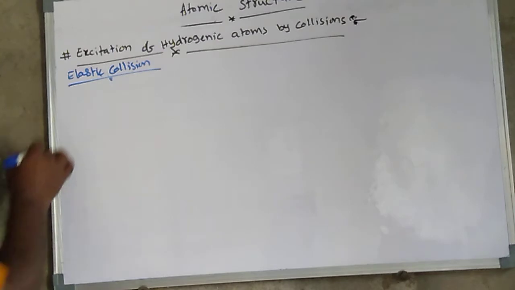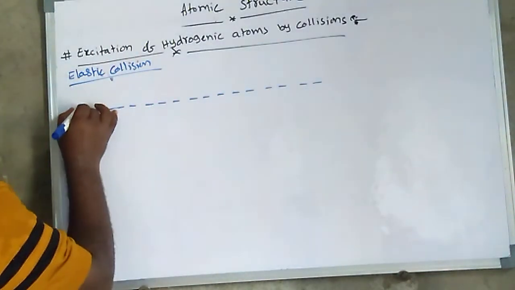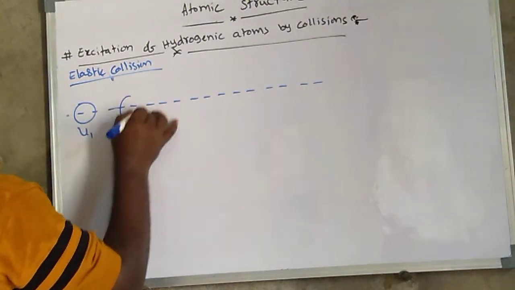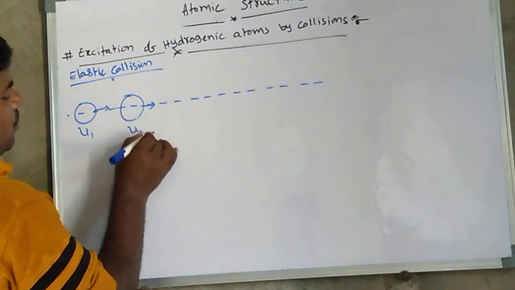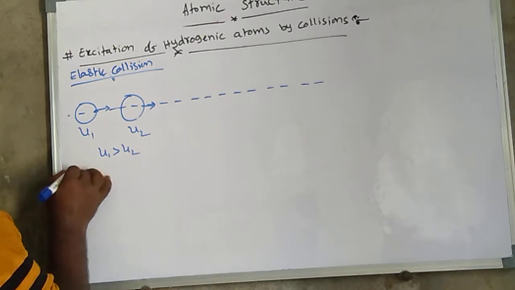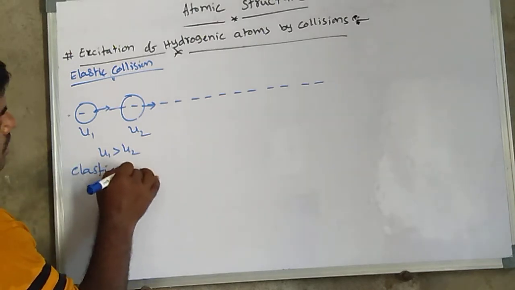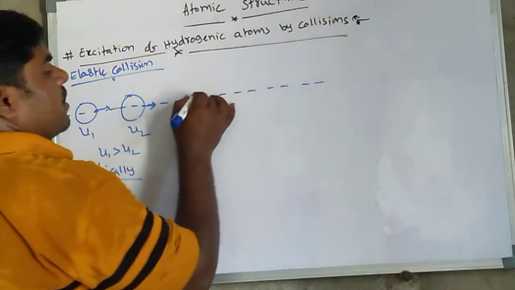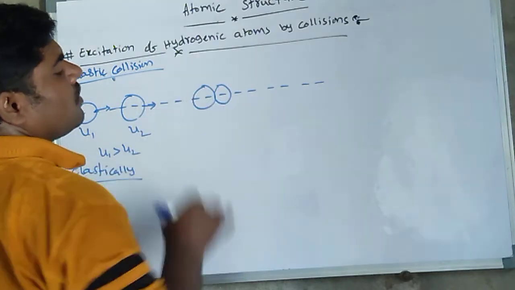So this axis. Here the first element has velocity u1, the second one has velocity u2, and the condition is u1 is bigger than u2. In the elastic collision, after some time these two come in contact with each other.